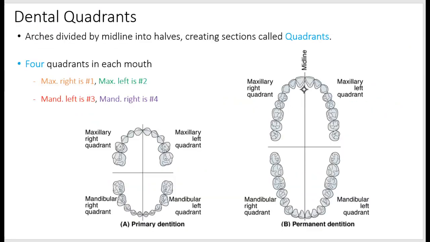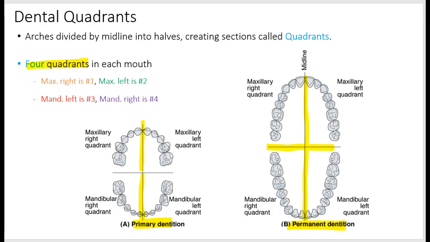Okay, moving on. There's something again to be able to describe things. We divide our arches into quadrants. So each arch would be split by a midline. And since we have 2 arches, that means we'll have 4 quadrants. Sometimes, especially when we do cleaning, we tell the patient we're going to work on 1 quadrant at a time, because it's too much for them, so they can eat on the other side, and so on. But anyway, it is the same for the permanent and primary teeth. Each dentition has 4 quadrants.